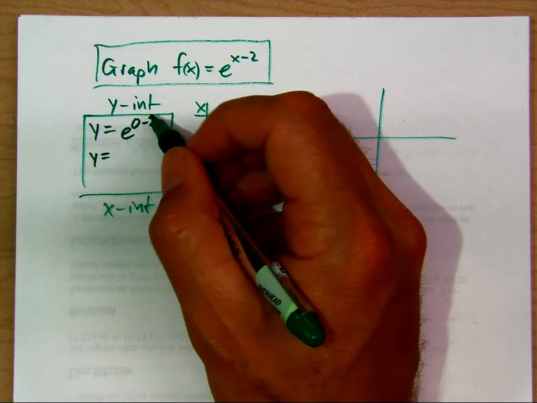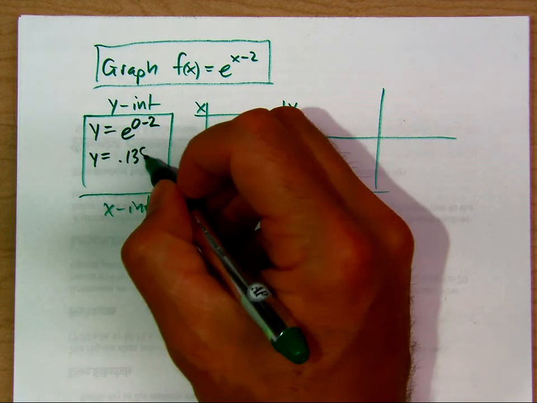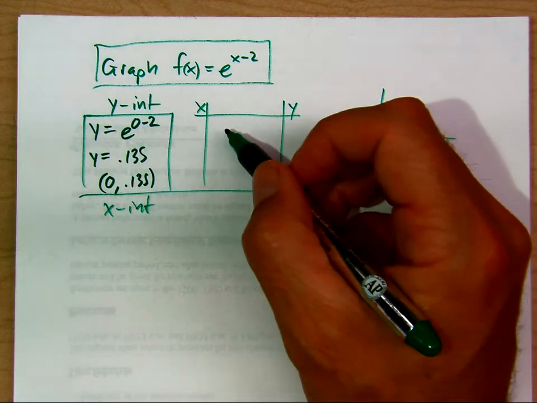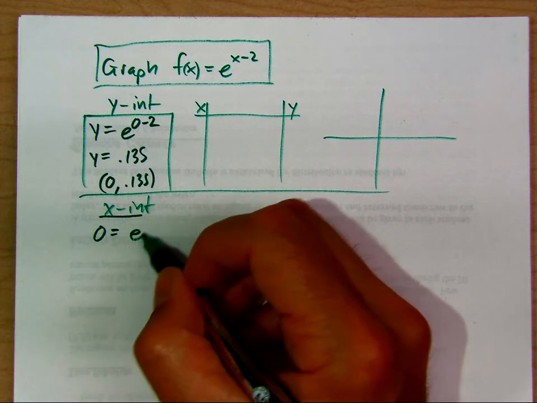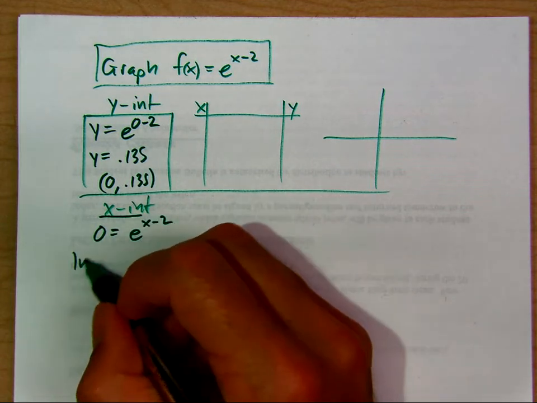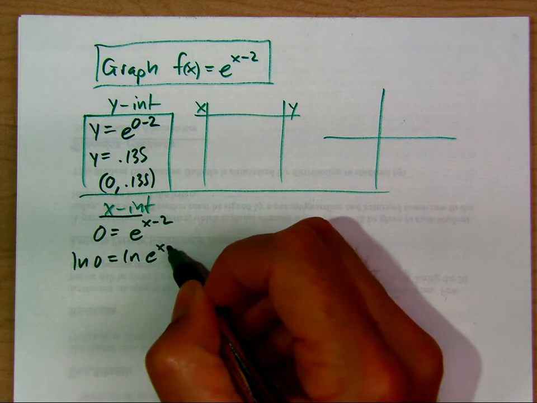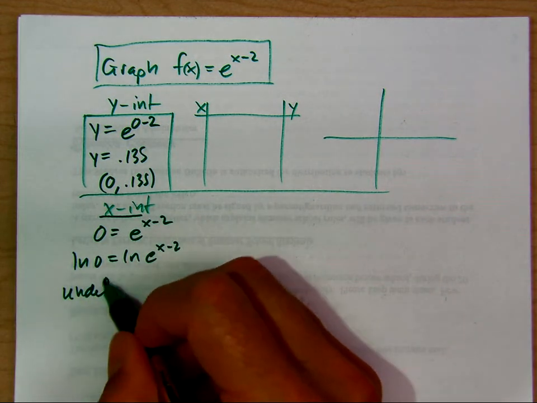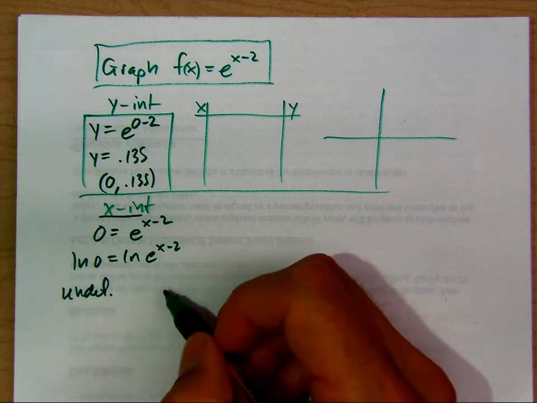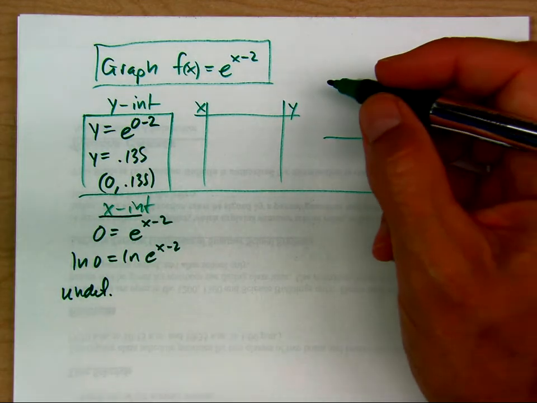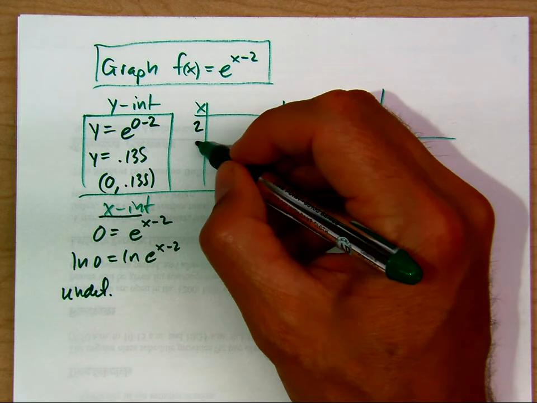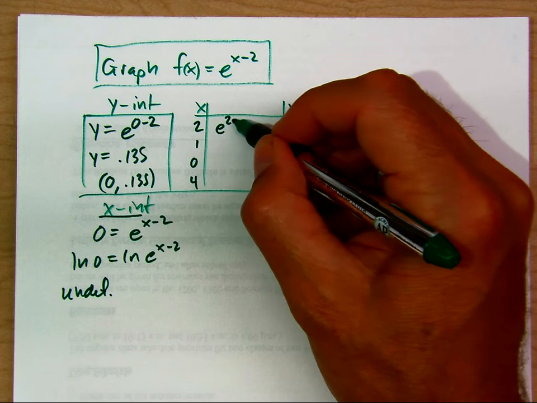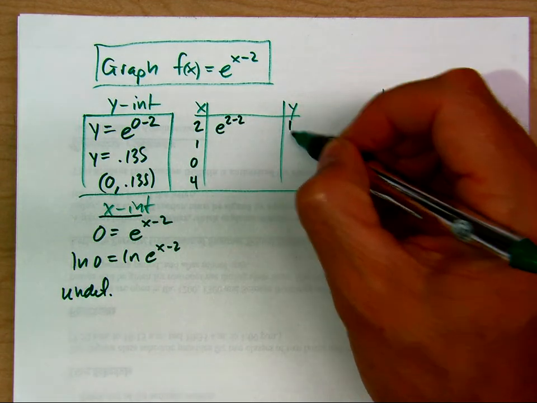e to the negative 2 is about 0.135. So we have 0, 0.135. X-intercept when the y is 0. We can just do natural log since there's no addition over here. And this is undefined. So there's no x-intercept. We can choose some x values. e to the 2 minus 2 is e to the 0. That's easy to do without a calculator.